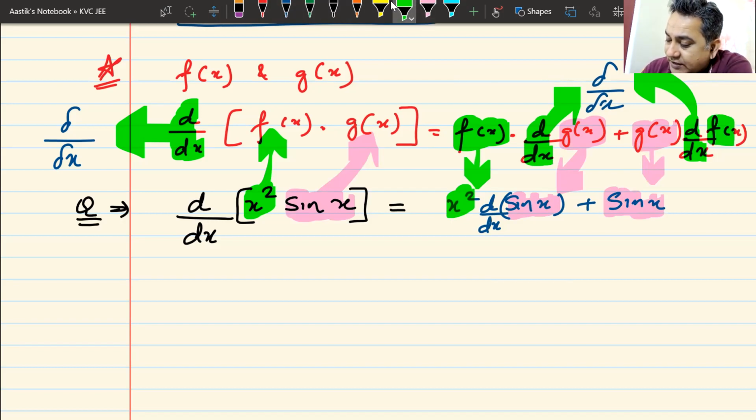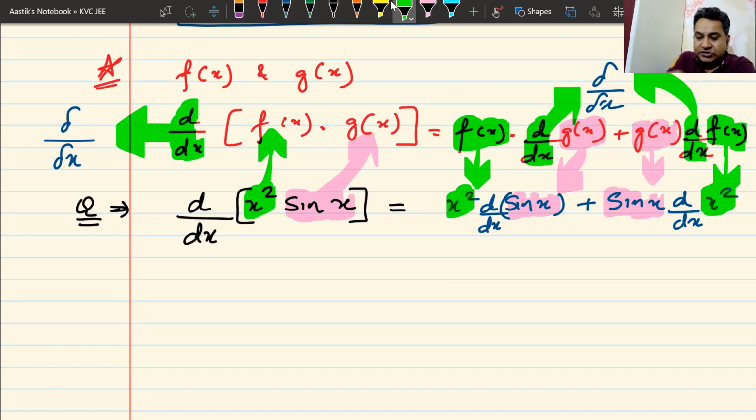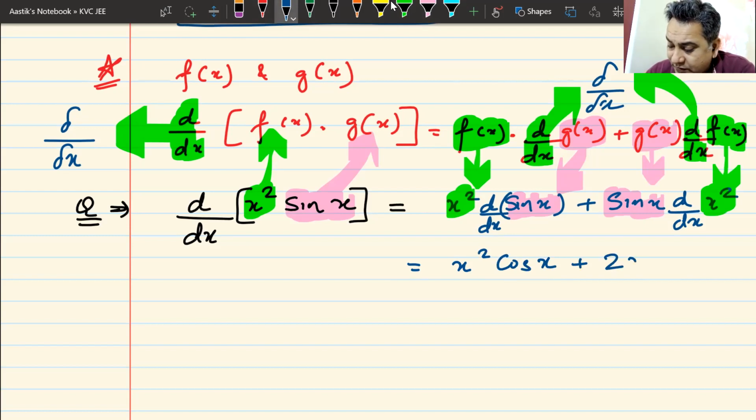And then I have the derivative of g(x) and the derivative of f(x). So I'll have to write d/dx of x squared. x squared is your f(x), that is your green function. Everything is quite evident now. Derivative of sine x is cos x. x squared cos x. Oops, I am writing theta. I must write x. x squared cos x plus derivative of x squared is 2x, 2x sine x. That is the answer that I was looking for.